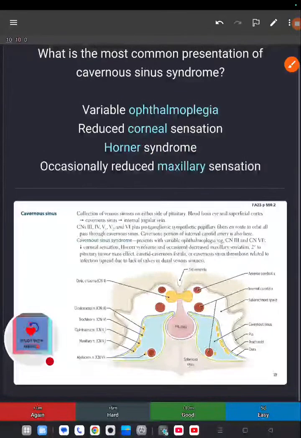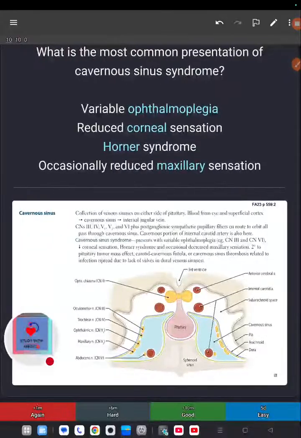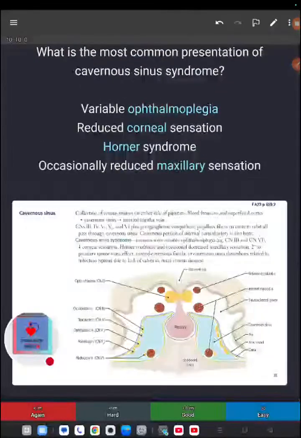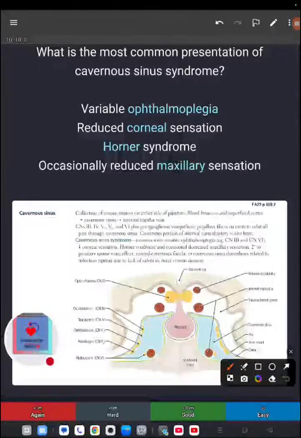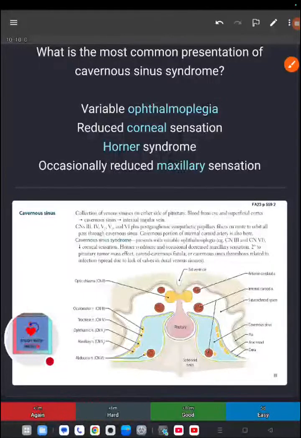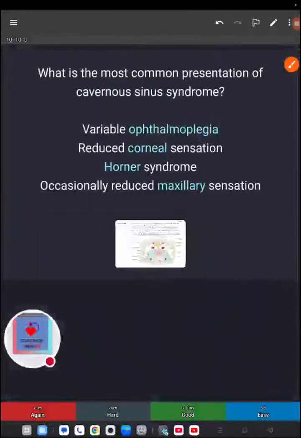So let's talk about cavernous sinus syndrome. Take a small break. What is the most common presentation of cavernous sinus syndrome? See, cavernous sinus. Before that, let us revise well what we studied earlier.